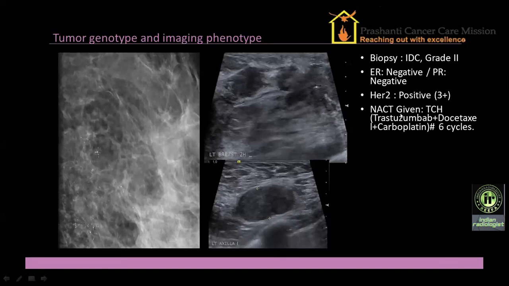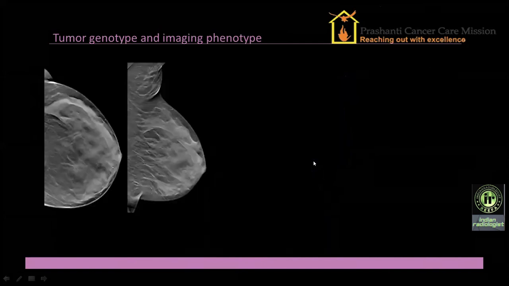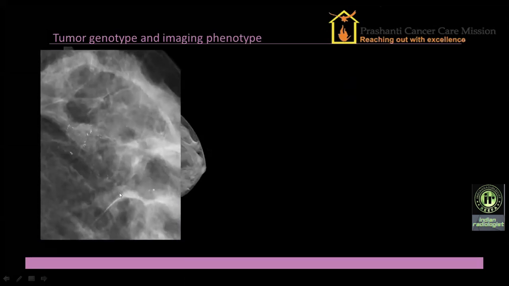Again, we have targeted therapy available for her. So she was given neoadjuvant chemotherapy with trastuzumab along with the regular chemotherapy drugs. And we follow these patients during their NACT. We see that there is excellent resolution of her tumor, which we are no longer able to discern on the DBT images. The calcifications appear to have reduced in number, though they persist.